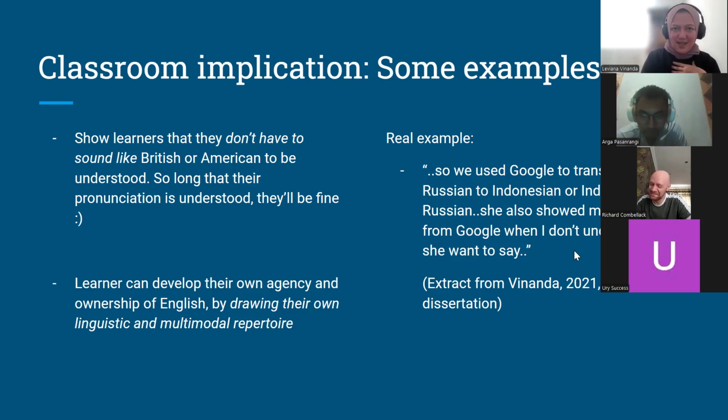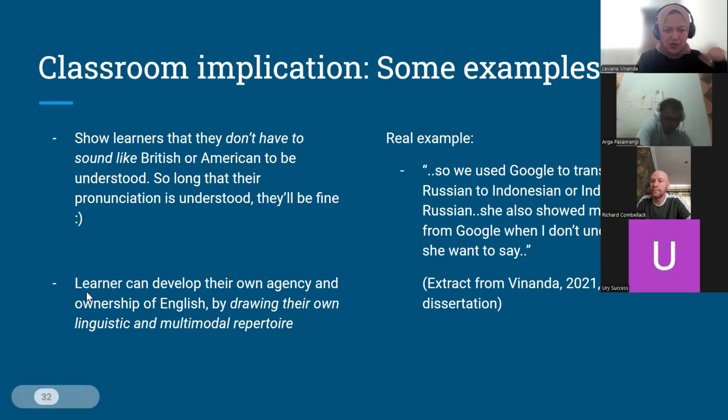This is exactly what research in English as a lingua franca, and more relevantly transcultural language education, says in the second bullet point: learners can develop their own agency and ownership of English by drawing on their own linguistic and multimodal repertoire. We let them experiment with their own way to convey their meanings. We don't stop them. And why does it matter?